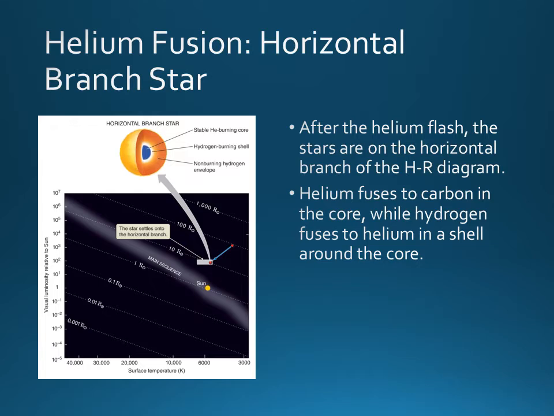The name horizontal branch refers to the diagrams of older star clusters, where there is a sequence of stars sticking out from the red giant branch along a horizontal line, where they have nearly constant luminosity. Helium fuses to carbon in the core, while hydrogen fuses to helium in the surrounding shell. The star progressively becomes smaller and hotter than a red giant.